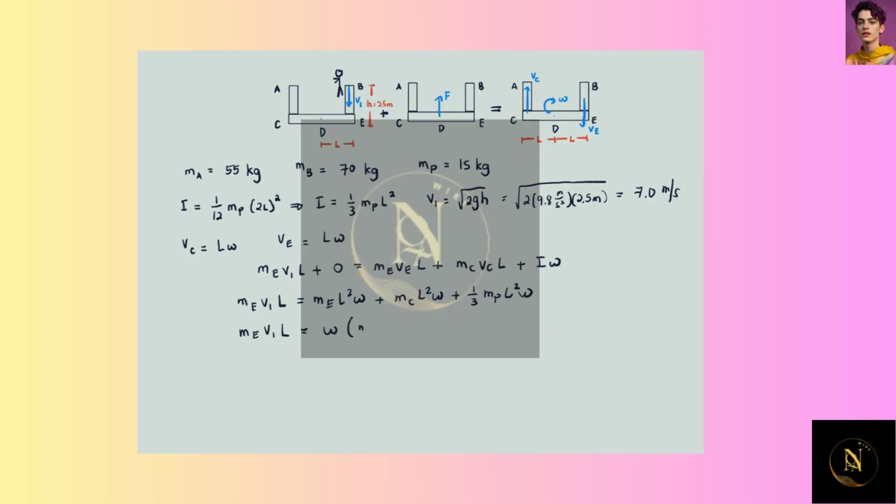Simplifying this, we'll get ME V1 L equals, so let's factor out omega, omega times ME L squared plus MC L squared plus 1/3 MP L squared. Solving for omega, we'll see that omega is equal to ME V1 all over L times ME plus MC plus 1/3 MP. There, that's our expression for omega.